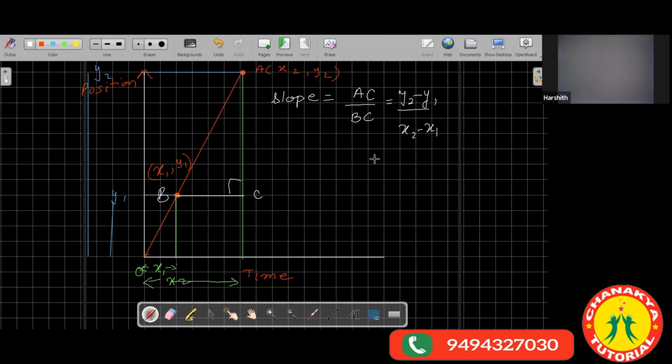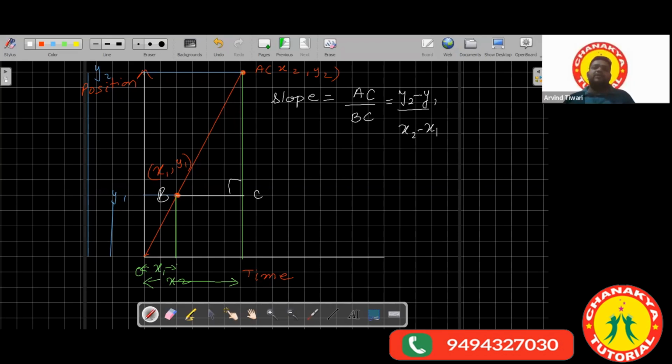Sir, which point is A? At the top, we have taken this point as A. This is our A, x2, y2. The distance AC, I can complete this AC like this. So this is our AC. If you find AC by BC, then AC by BC will be perpendicular by base. Got it?